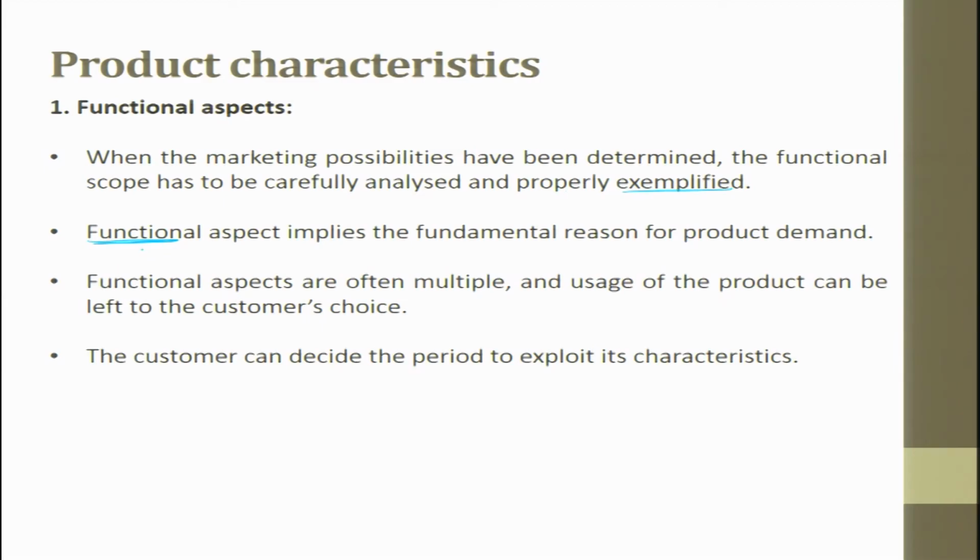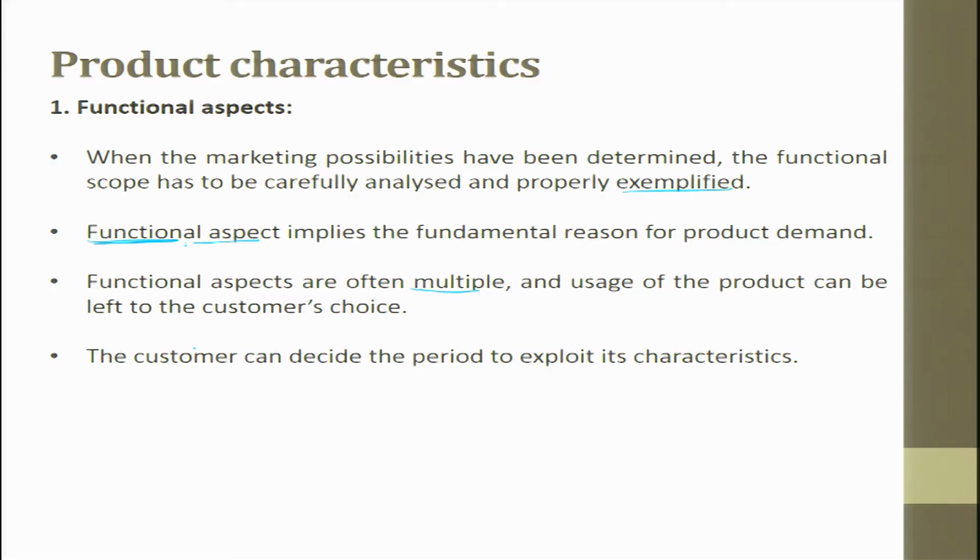Whereas in European countries and Japanese countries, they always give a lot of emphasis to functional and then they give it to form. So, you should have a very clear distinction, right. So, functional aspect implies the fundamental reason for product demand. Functional aspects are often multiple and usage of the product can be left to the customer's choice. For example, functional aspect, you have to make a pen heavy. Why? Just for holding it. Second thing, I might use this pen as a paperweight. That is my way of looking at the usage of the pen. After writing, I would like to keep my pen on top of a set of paper. I would use it as a paperweight.